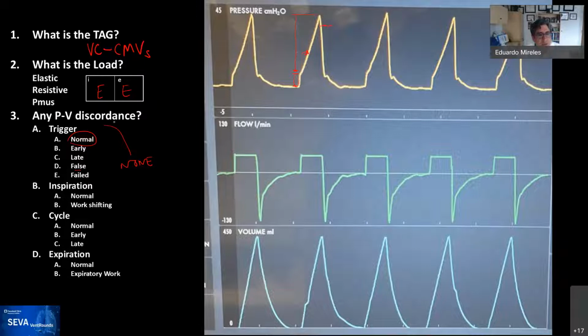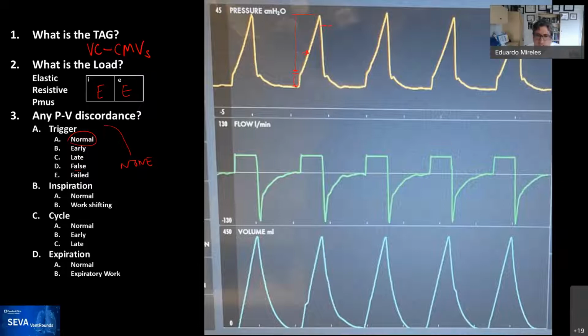And then you have the PV discordance, and you recognize that you could not see any PMOS. And in absence of PMOS, essentially it's very difficult to have any discordance. The only one that you could potentially see is false triggering. That means an asynchrony, in which there is no PMOS, and there is triggering of the ventilator by a signal that is not a PMOS signal. It can be secretions, the heart, you name it. Those are some of the triggers.